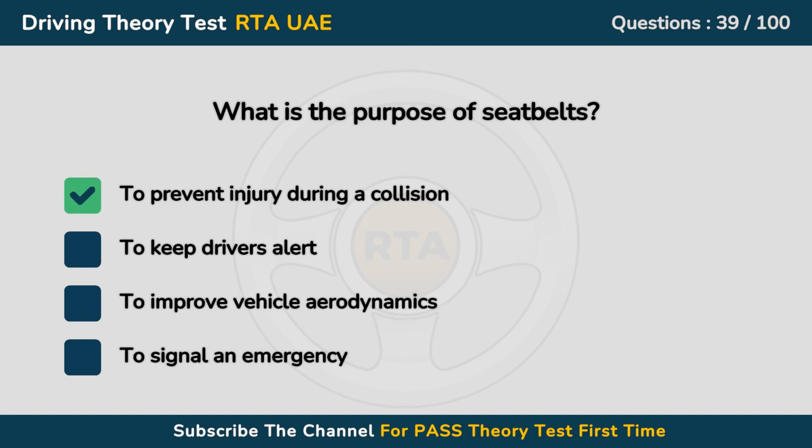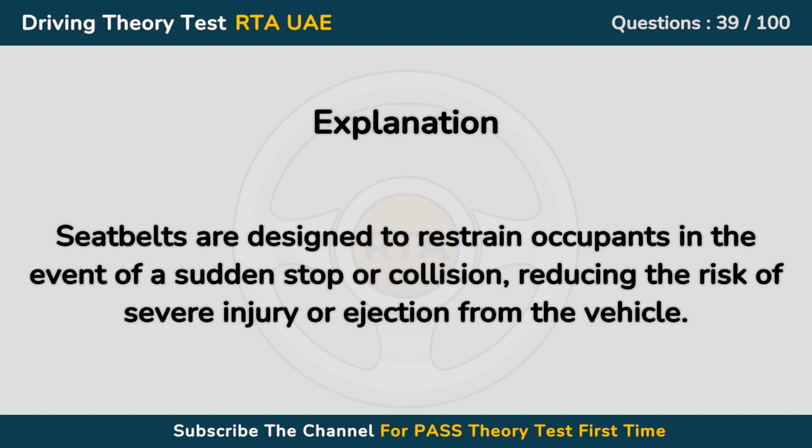Answer is A. To prevent injury during a collision. Seat belts are designed to restrain occupants in the event of a sudden stop or collision, reducing the risk of severe injury or ejection from the vehicle.